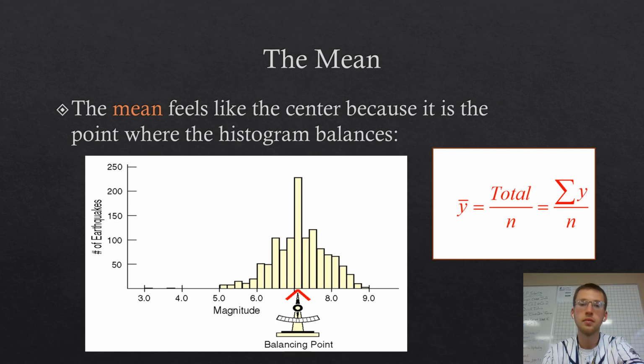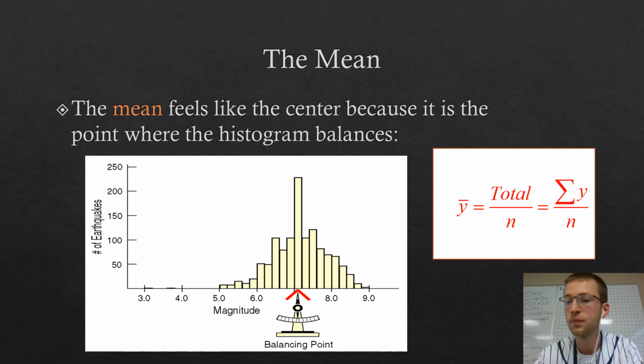Okay, so one note on the mean or the average, we're going to refer to it as the mean from here on out. The mean feels like the center of our data because it's the point where the histogram balances, okay? So when it comes to finding the mean, we're going to add up all of our data values, then divide by the number of data values that we have, okay? So on the right here, that's what that equation means.